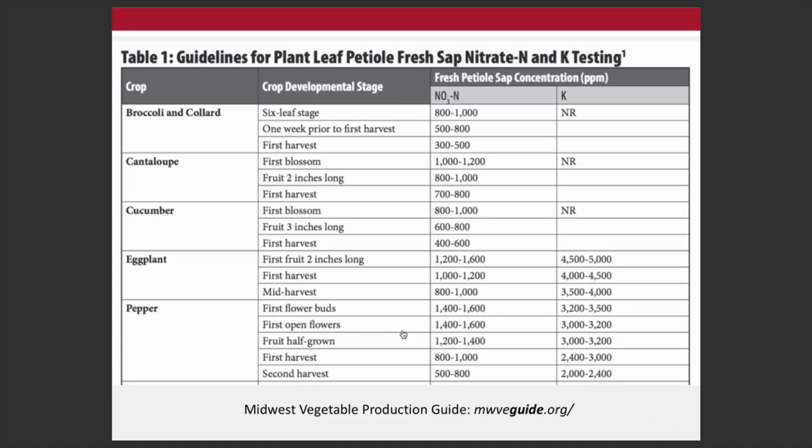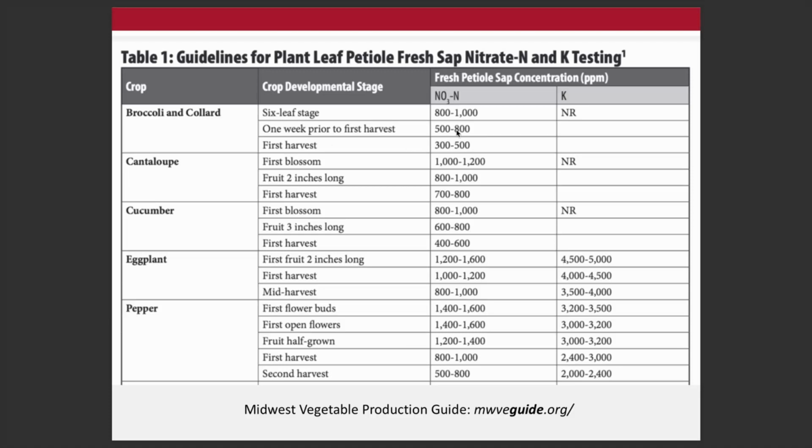But of course, there's lots of things that we grow, not just corn, soybean, and wheat, or hops. There's lots of vegetables, and there's guides that are listed for what would be sufficient. And depending on the crop growth, here this is broccoli and collards, we can think about 6 leaf stages. We can think about prior to harvest or at harvest.